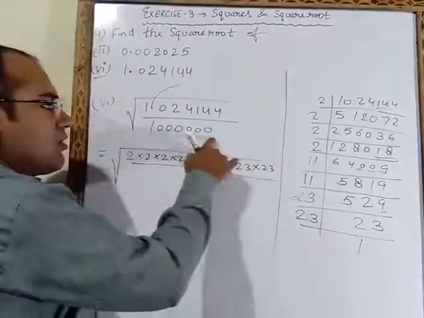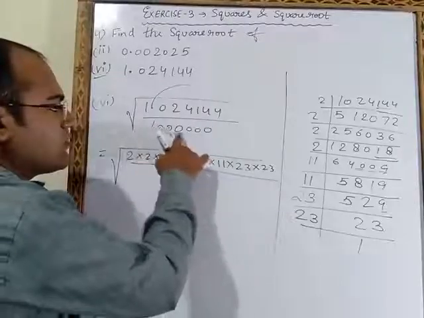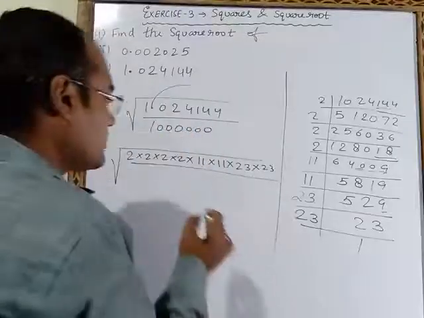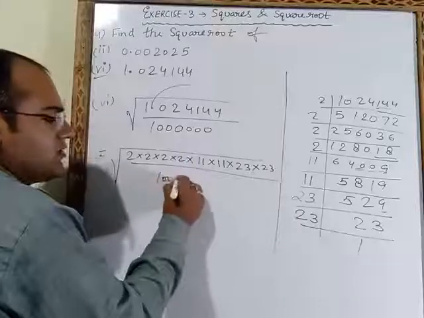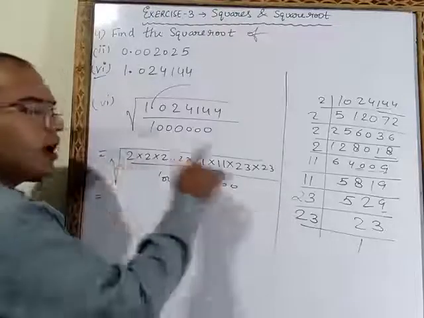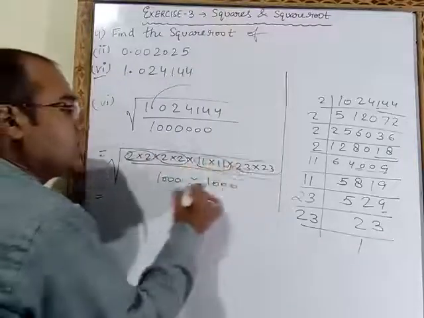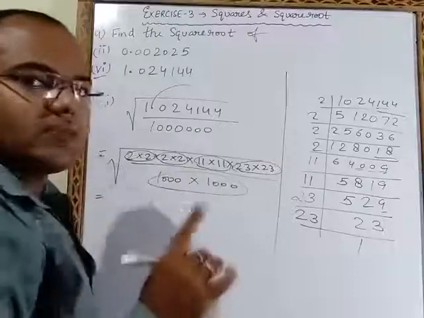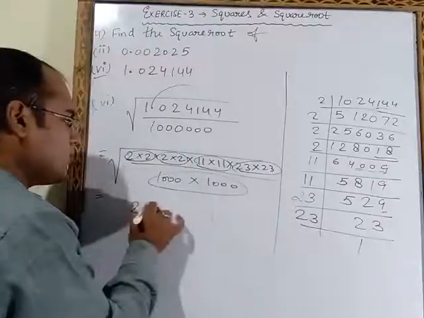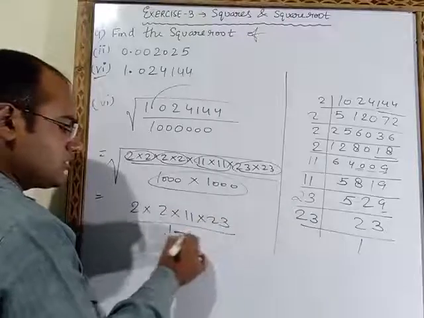In the denominator, 10 lakh is coming. How many zeros are there? 1, 2, 3, 4, 5, 6 zeros are there. So we will divide it into two parts: 3 zeros here, 1000 into 1000. Now when we remove the square root sign, pairs of numbers we have to write one time. You have to write them one time: 2 into 2 into 11 into 23 upon 1000.